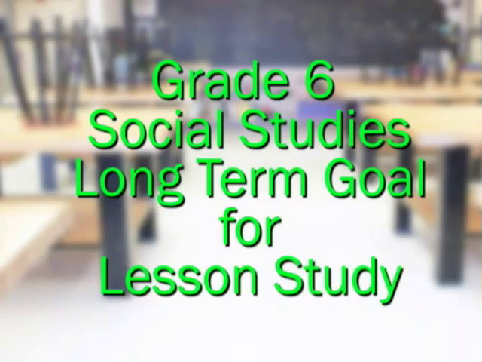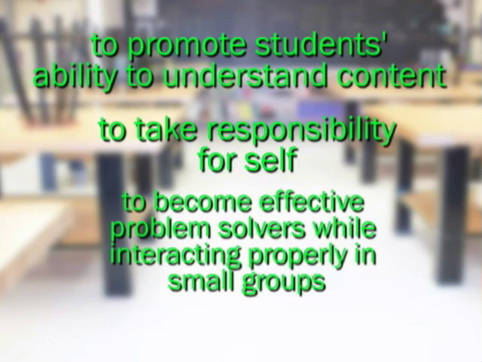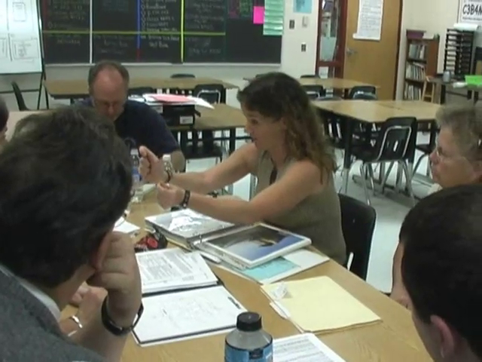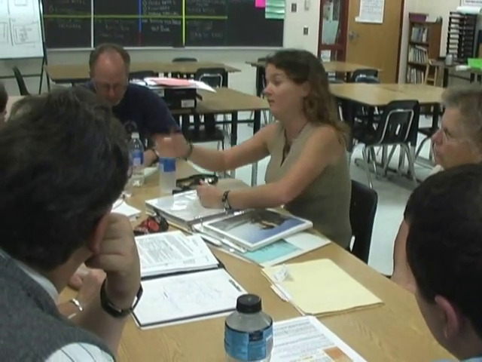The 6th grade social studies long-term goal is to promote students' ability to understand content, to take responsibility for self, and to become effective problem solvers while interacting properly in a small group. Once we have established that goal, we look at the gaps between our ideal student and where they are at the current time. And we start discussing how we can get students to move from where they currently are to the ideal situation.